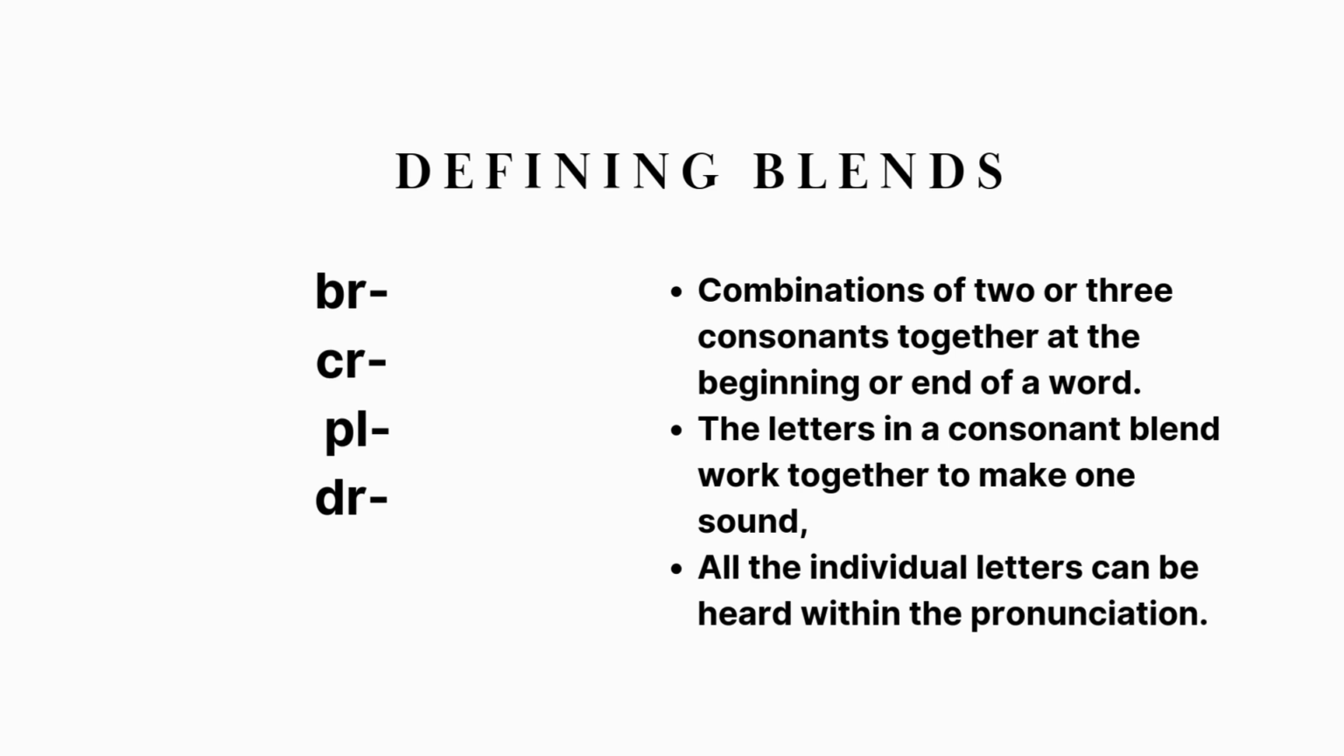First of all, we need to be talking about how we define blends. Now, blends are 2 or 3 consonants that are together at the beginning or end of a word. Today, we're going to be focusing on these blends at the beginning of the word only. The letters in a consonant blend work together to make one sound. What's really notable here is that all the individual letters can be heard within the pronunciation.